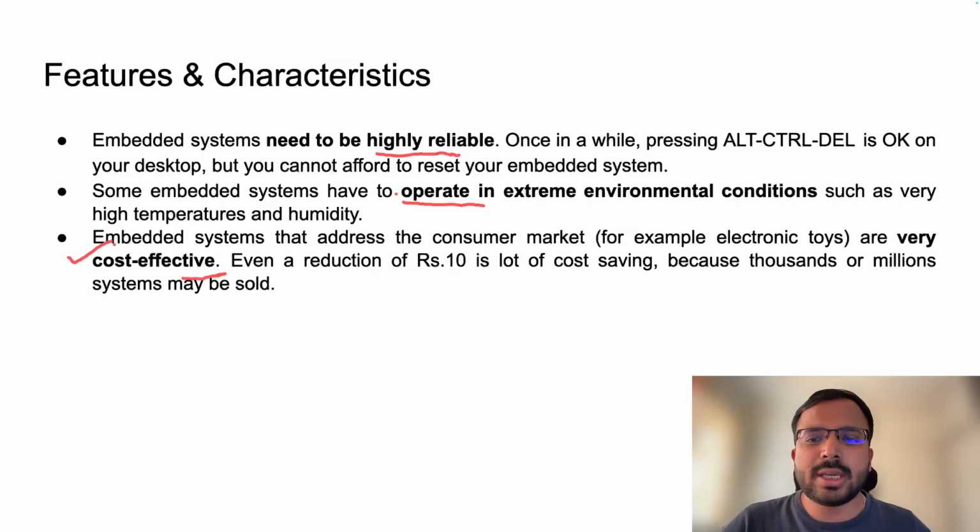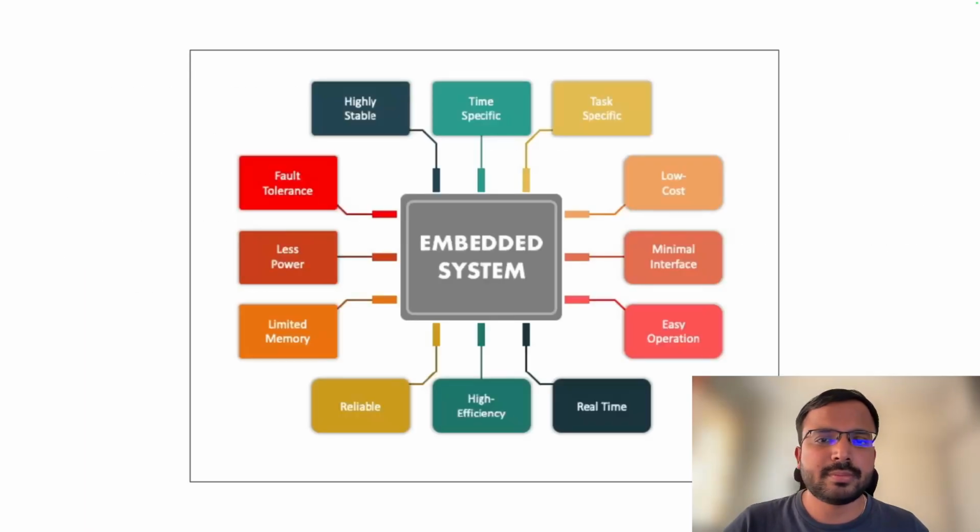So in general, if you see any embedded system, you will see that these characteristics are present in it, right? And general purpose computing machines will not have these characteristics. For example, they will consume very high power for sure. So those features differentiate them from embedded systems. So this is just a short summary of the features and characteristics listed in a very short diagram.